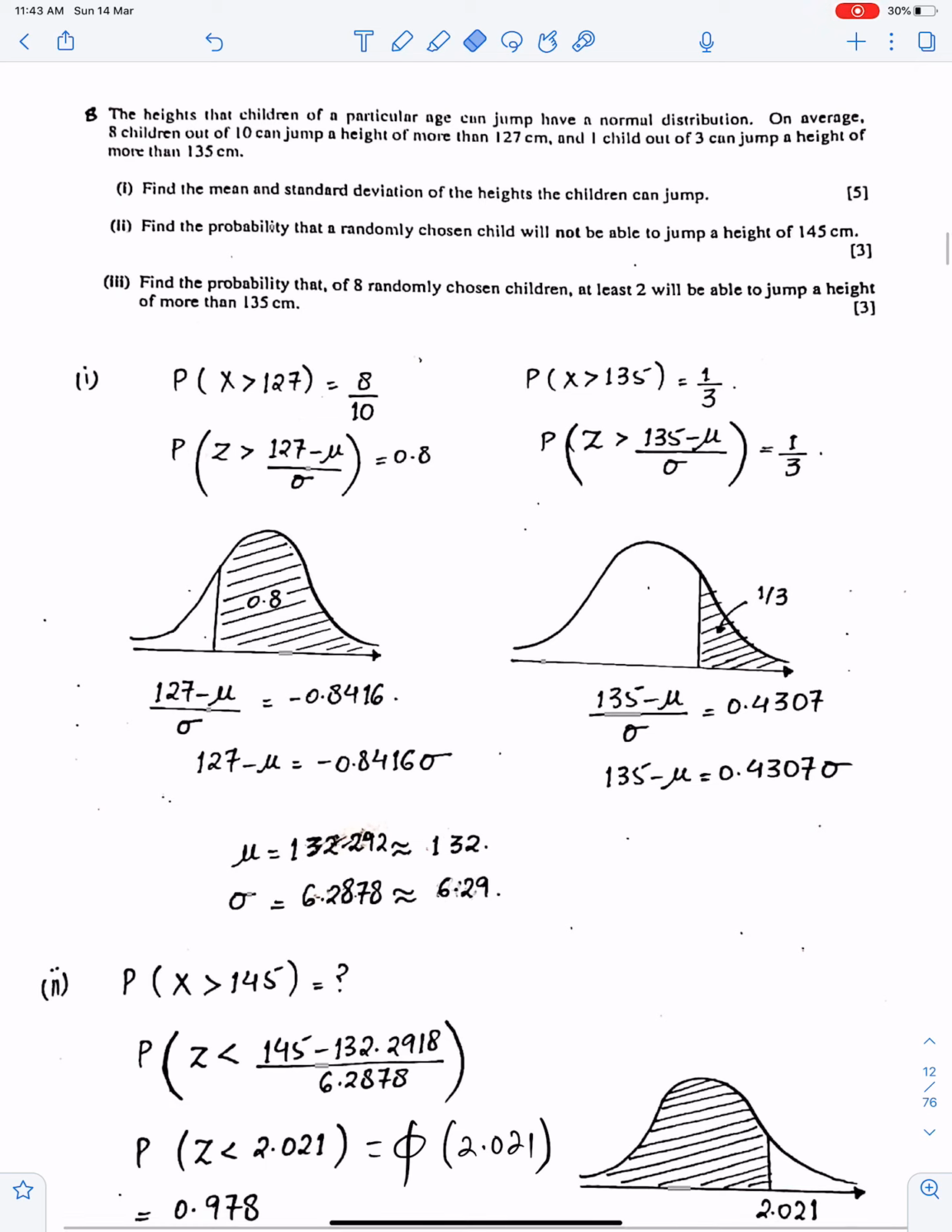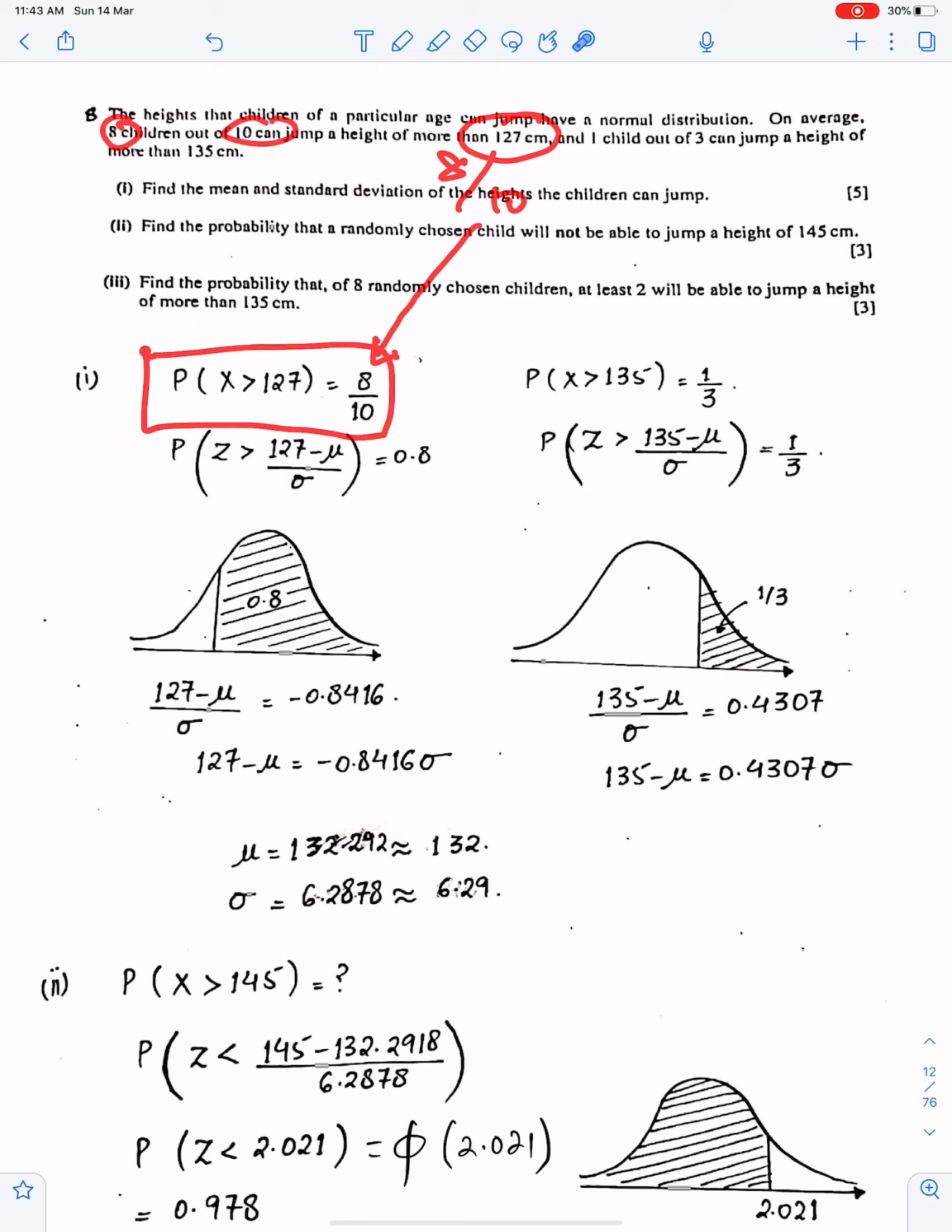Question 8. The heights that children of a particular age can jump have a normal distribution. On average, 8 children out of 10, this means 8 upon 10, can jump more than 127. So you have to form the equation yourself with the help of this information.